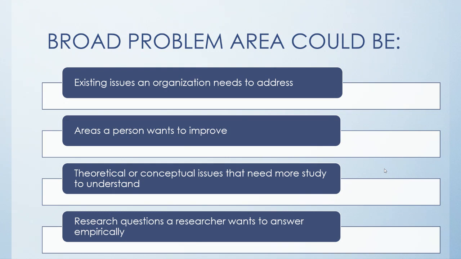And then research questions the researcher wants to answer empirically. Actually bila you baca thesis dekat belakang ataupun bila you sendiri tulis thesis, dekat bahagian belakang chapter 5 ada recommendation for future works. That is the area of research that might not be answered by the existing research. So you can come out with a new research to answer the research question that the researcher wants to answer empirically. So this is how you can come up with the broad problem area.